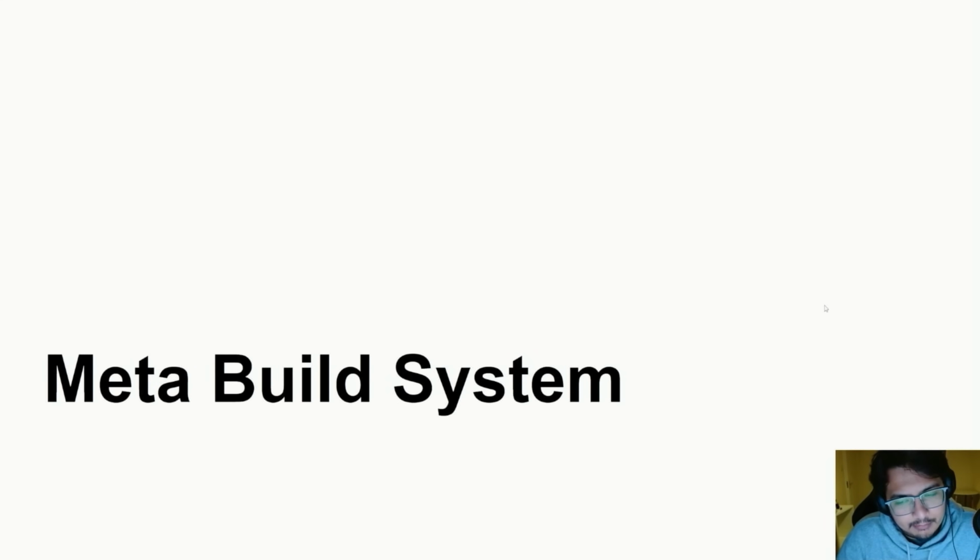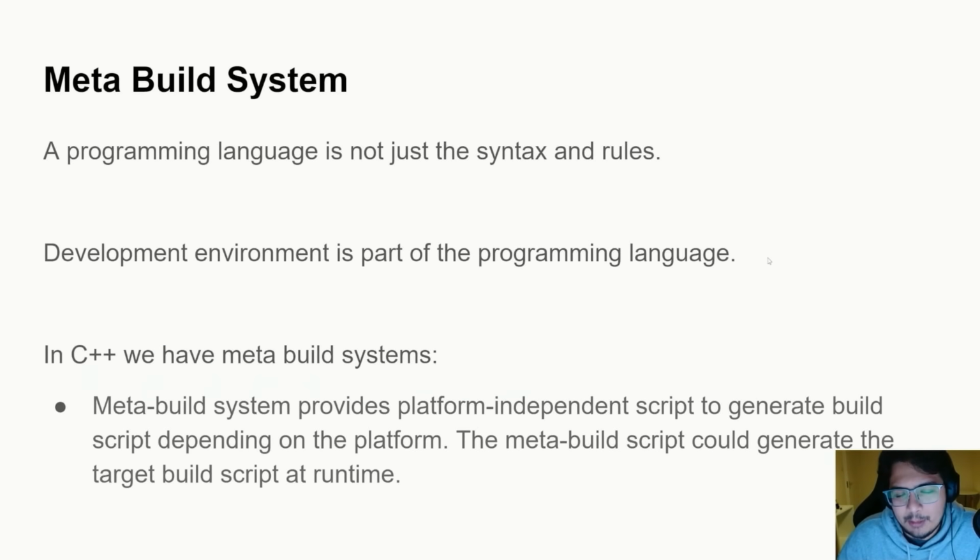Let's talk about meta build systems. Yay! If you don't know, meta build systems can be intimidating at first, but I would argue that they are a necessary evil. A programming language today is not just the syntax and the rules. In my opinion, the development experience should be considered part of the programming language. And in C++, we have meta build systems. Now, a meta build system is a system that provides a platform-independent script to generate build scripts depending on the platform. A meta build system could also generate the target build script at runtime.